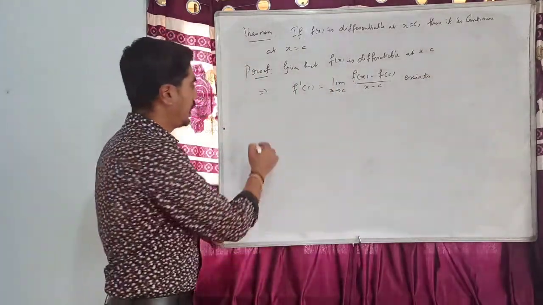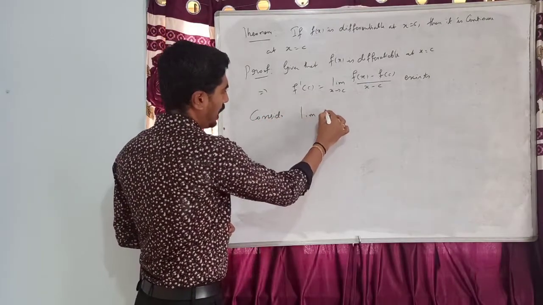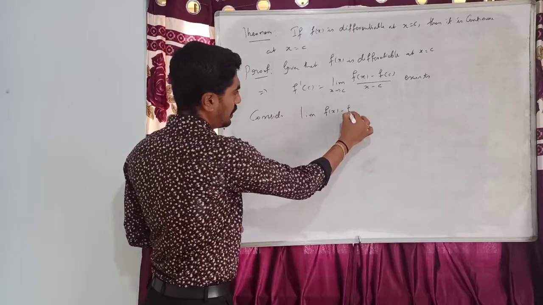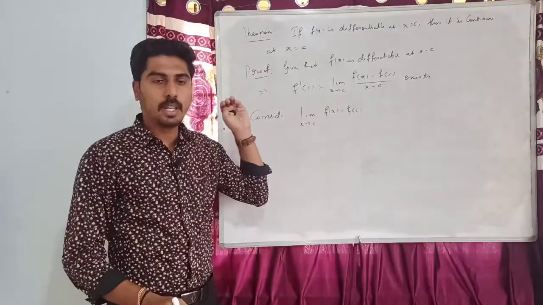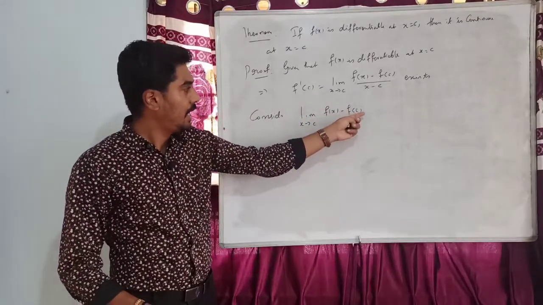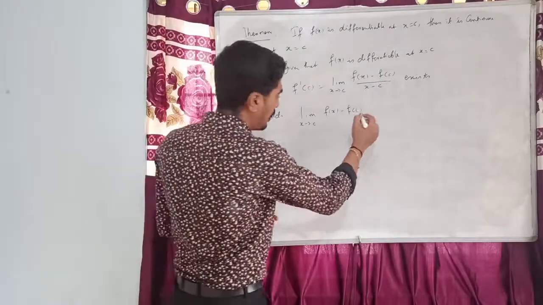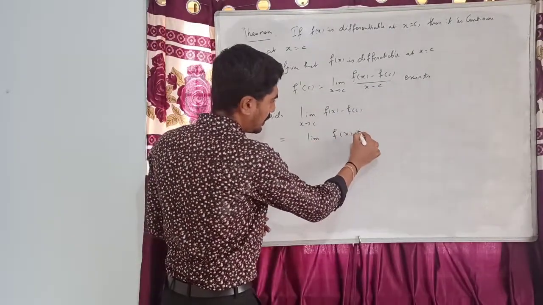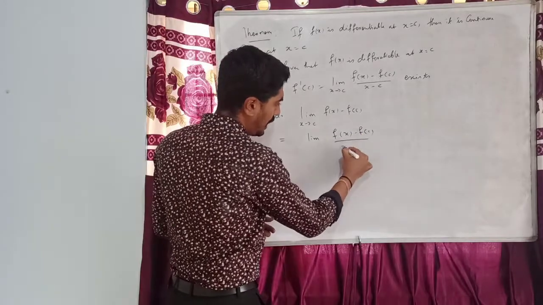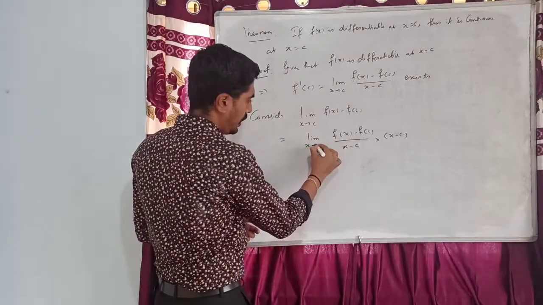Now consider limit of f of x minus f of c as x tends to c. Now I multiply and divide x minus c to this term. So this will be equal to limit of f of x minus f of c divided by x minus c into x minus c as x tends to c.